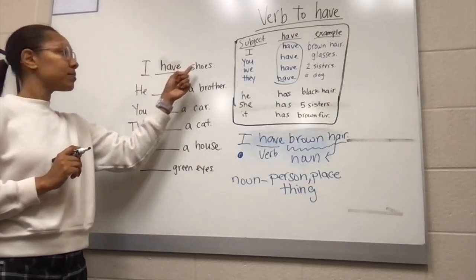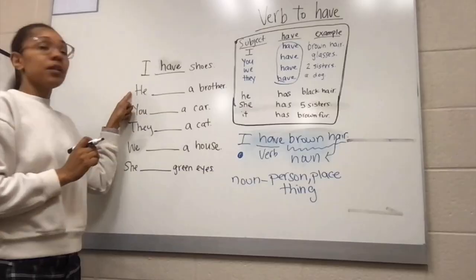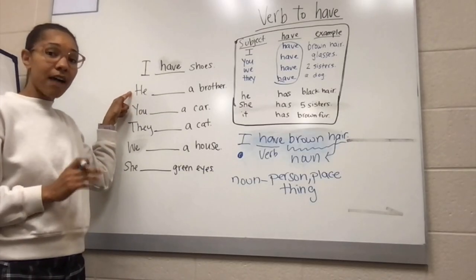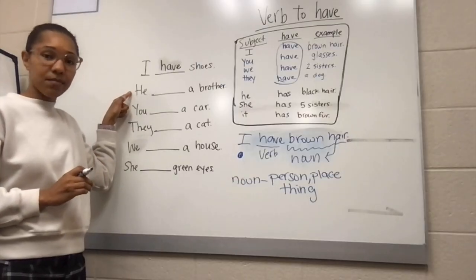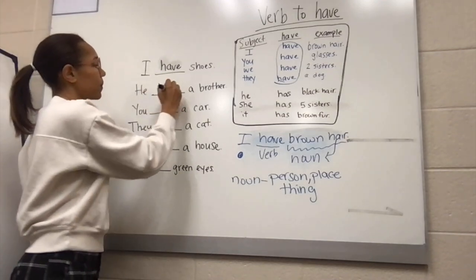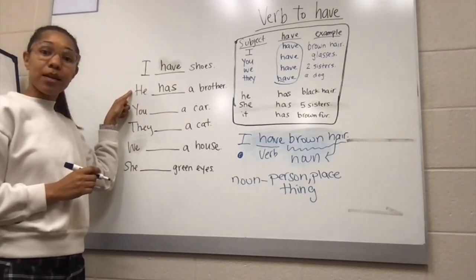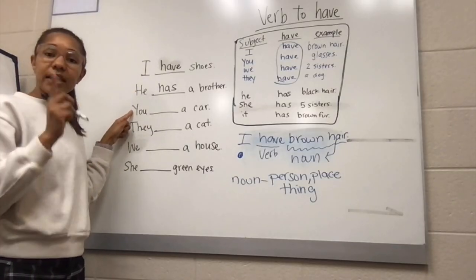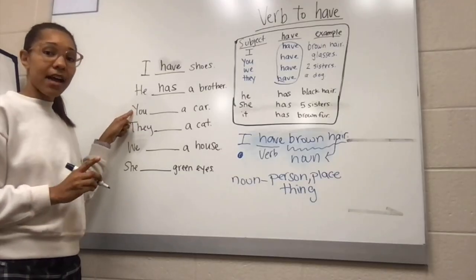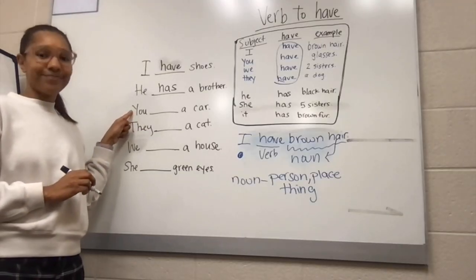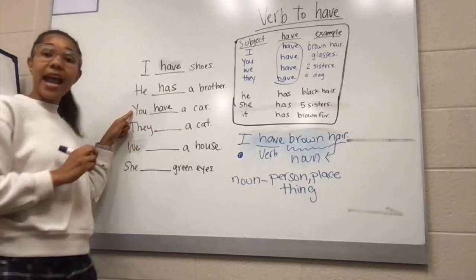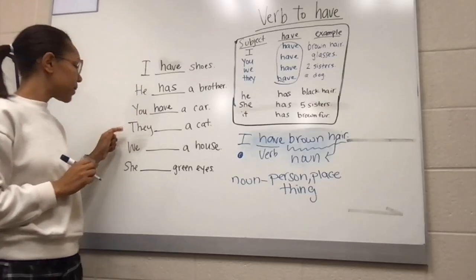I have shoes. The next one is he. Which verb do we have to use, have or has, when the subject is he? Good. Has. He has a brother. The next one is you. What verb do we need to use for you? Have or has? You have a car. Very good. They.